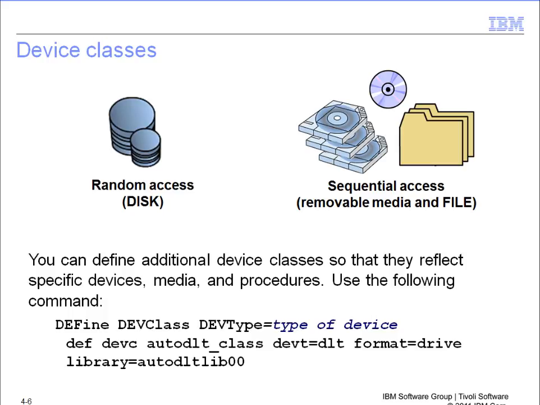Now you'll be doing this in class. You'll be defining a device class just for your database backups. You'll be defining a file device class to be in your storage pool hierarchy. Since we don't have a tape library in the class, the part of the tape will be played by file. So we will be setting up file device classes and an additional device class just for database backups.